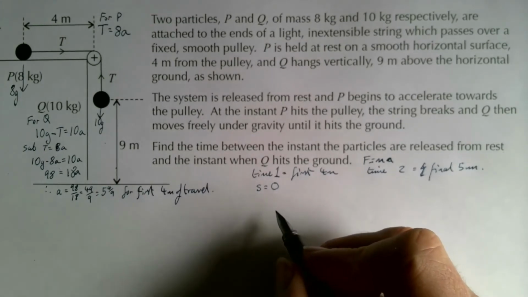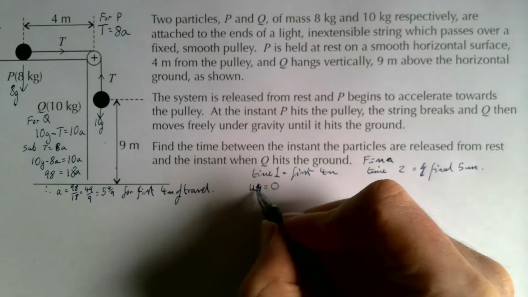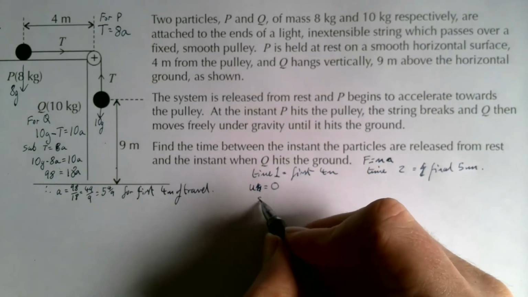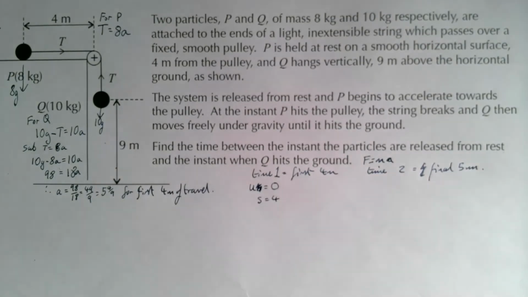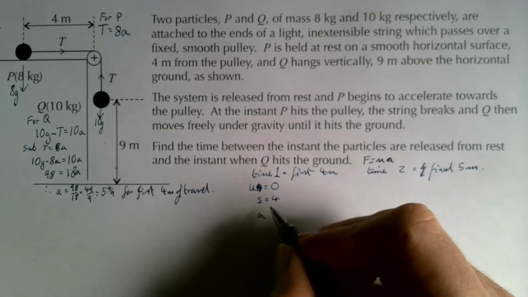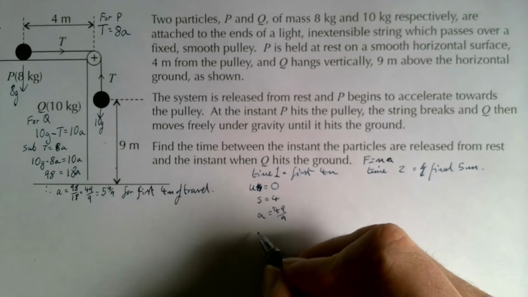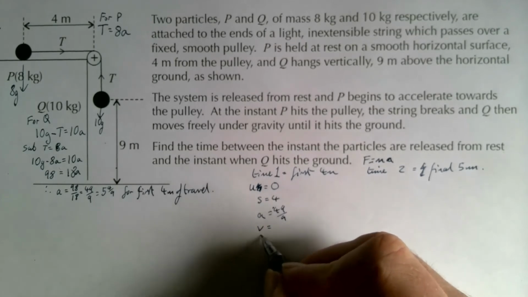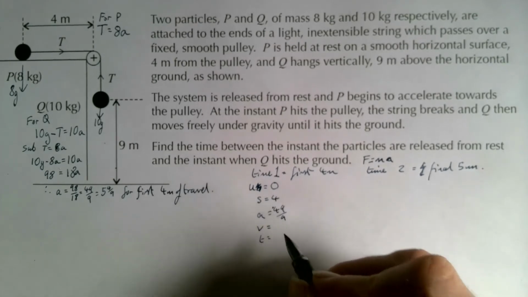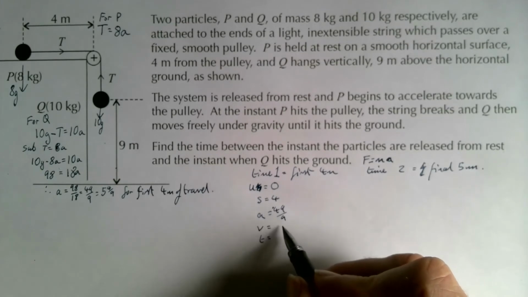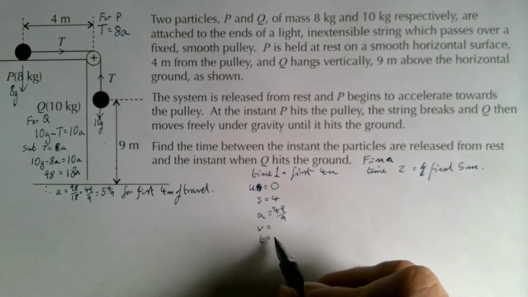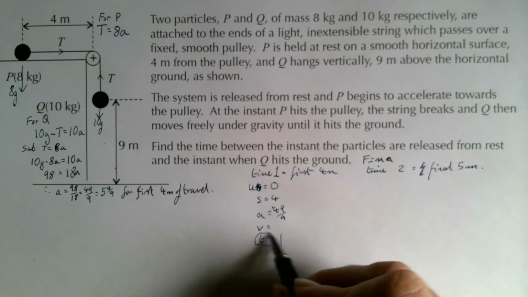What else do I know? Not S, U equals 0. I want the distance to be 4, so that is S, and I know my acceleration is 49 over 9. The other two things we have are V and T. I don't need to know V, so I'm not fussed about that, but T is the one that I want.